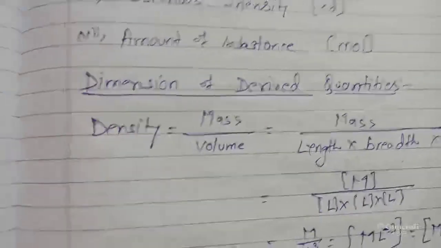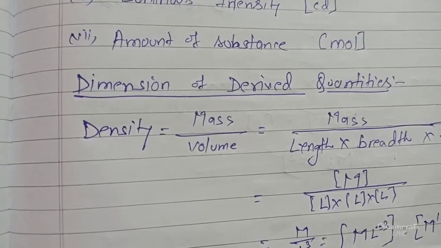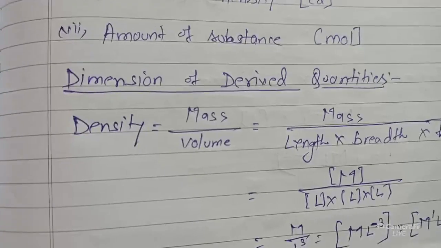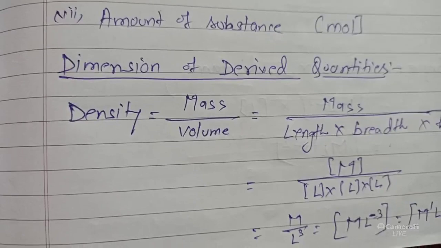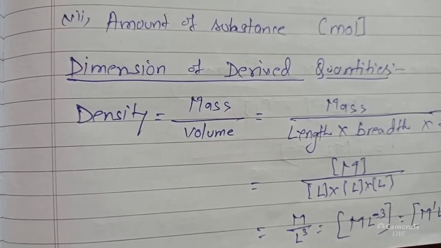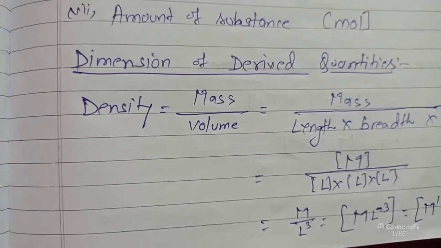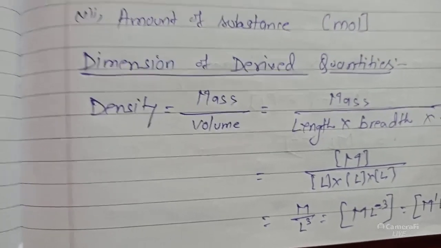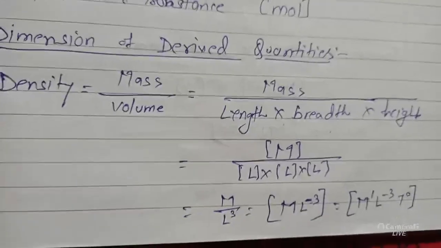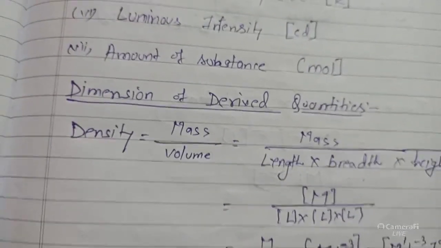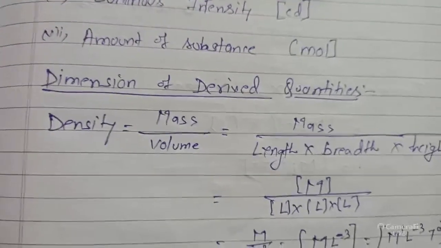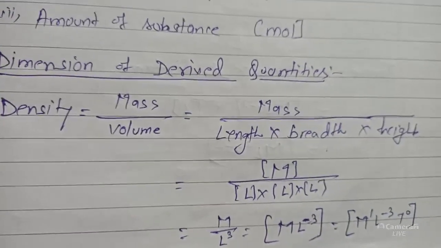Okay, now we are going to find the dimension for our first physical quantity, which is density. As you can see, density is not a fundamental quantity. It depends on mass and volume. The formula of density is mass by volume. What is the formula of volume? We will further divide the formulas. The formula of volume is length into breadth into height.